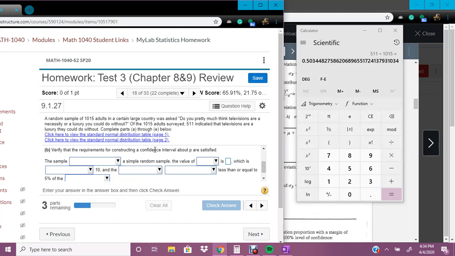So it's asking us, basically, to prove that it is a random sample. And so it states right here in the problem that it is a random sample. And so the sample is stated to be. So when you see these questions, it's either going to be is stated to be or can be assumed to be. And it just depends on if it actually says it or not. But both of them are going to be the yes ones.